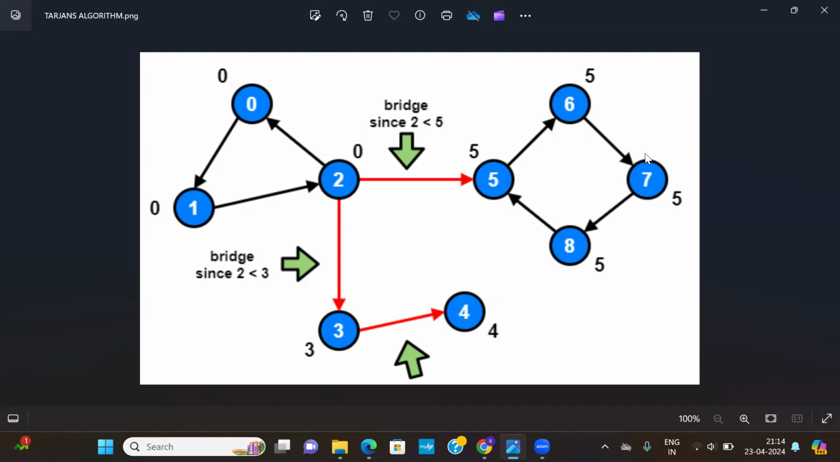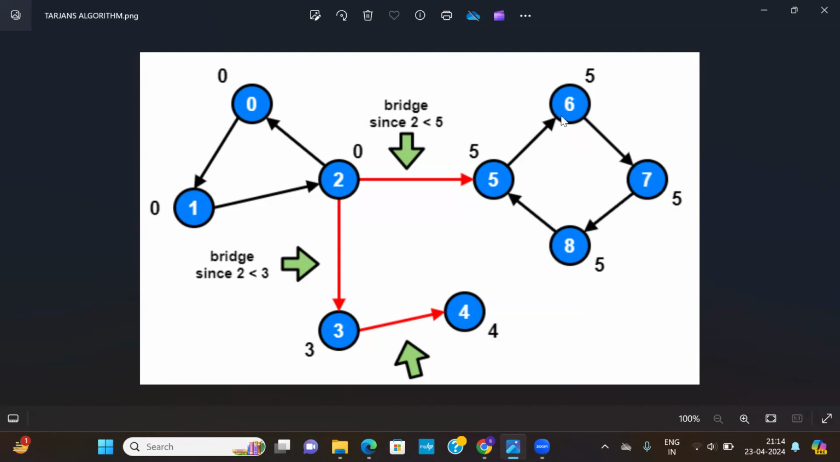From 7, I'll go to its adjacent node, 8. Its lowest time of insertion was 5. The lowest time of insertion of 7 was 7, so it will get updated and become 5. Then I'll go to 6. 6 is its parent node, so the comparison will take place.